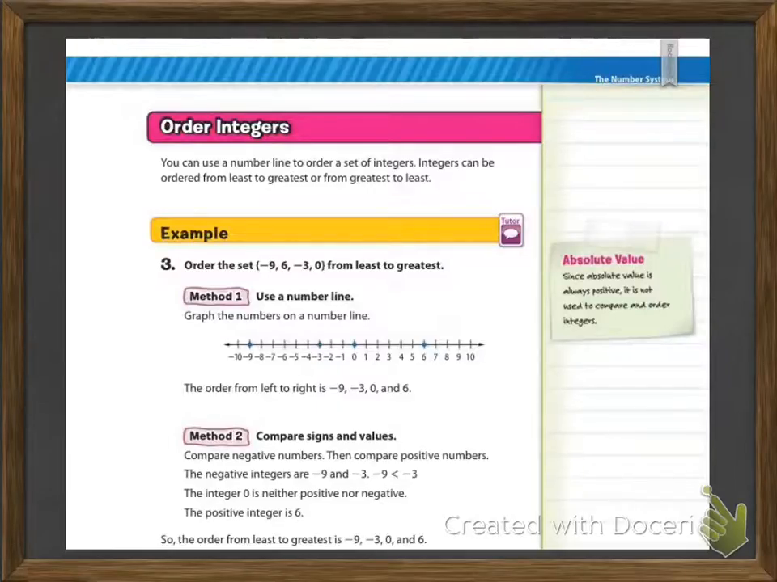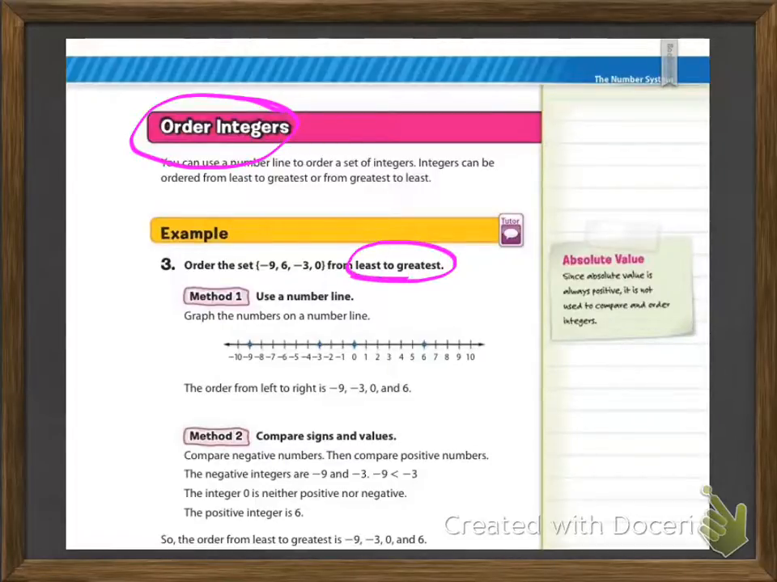All right, next page. You could also use the number line to order a set of integers. Integers can be ordered from least to greatest or from greatest to least. When you're hearing the words put them in order, we're basically ordering integers from, like I said, greatest to least or least to greatest. Read the directions carefully because they could ask it of you one way and ask it of you a different way. So here's your least to greatest on this one.